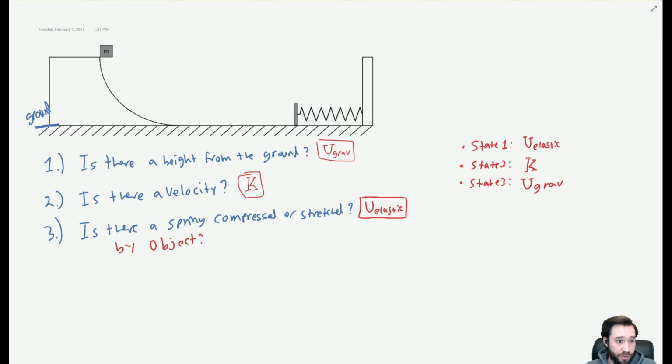If we put a magnet in the spring and made the box metal, could it stretch the spring? Technically, yes, but that would be a different problem.